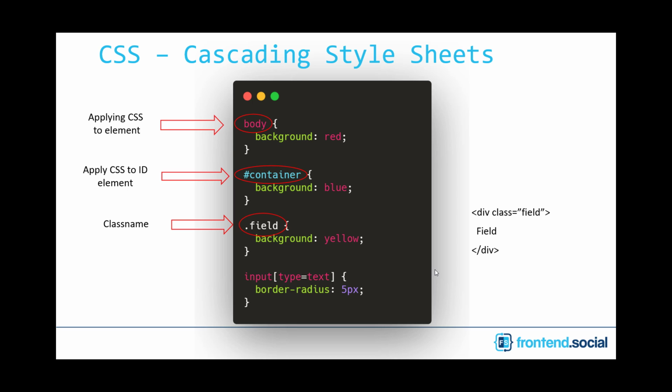If you want to apply a CSS rule based on class name, just mention a dot and then the class name. In this case, the background will appear yellow for the div with the class field. And if you want to query the DOM based on an attribute value, in this case we want to change the border radius of an input box of type text, then we say input is the element tag, type is the attribute and text is the value. This way, whichever input box is of type text, the border radius will be changed to 5 pixels. This is how you can apply CSS.